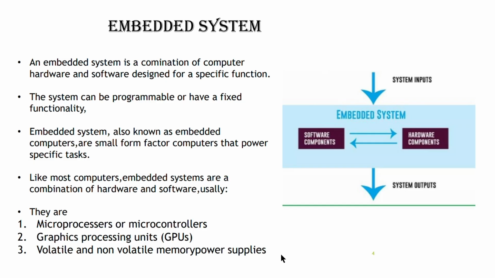Now let us talk about embedded system. An embedded system is a combination of computer hardware and software designed for a specific function. The system can be programmable or have a fixed functionality. Embedded systems, also known as embedded computers or small form factor computers, power specific tasks. Like most computers, embedded systems are a combination of hardware and software. Usually they include microprocessors or microcontrollers, graphic processing units, volatile and non-volatile memory, and power supplies. For example, automobiles, mobile phones, industry machines, medical equipment, etc.